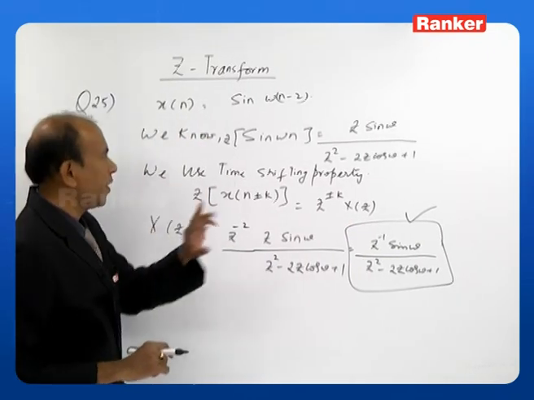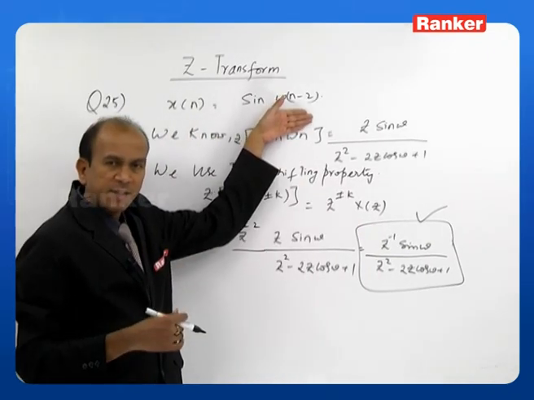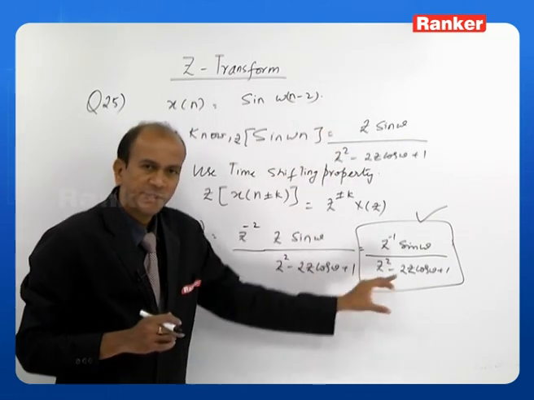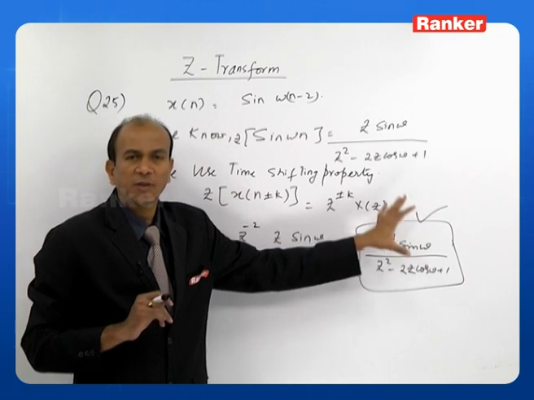Simple. Only 2 steps we have taken. We have remembered what this identity value is equal to. Then we have used the time shifting property. Then we simply put it here. So this is the answer for this question.